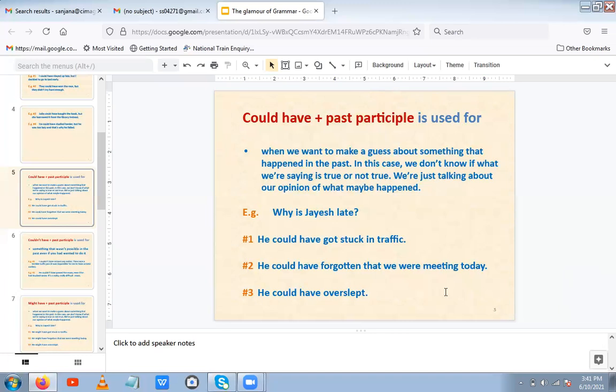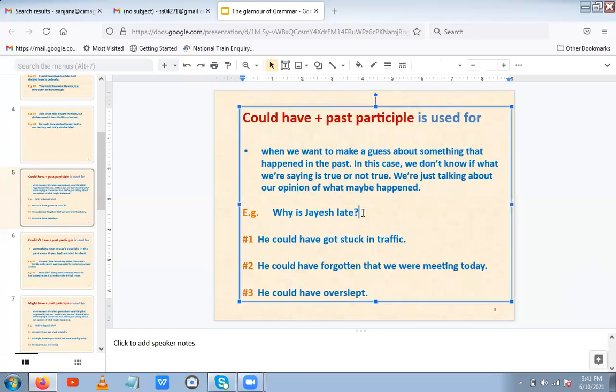So there is one situation. People are wondering why Jayesh is late. Nobody knows why he is late. People are guessing. One person says he could have got stuck in a traffic jam. He does not know. Nobody told him about it, but he is guessing. The other person says he could have forgotten that we were meeting today. It may be that he forgot that we are going to meet today. And the third person says, no, he did not get stuck in a jam, and he did not forget anything. But yes, he could have overslept.